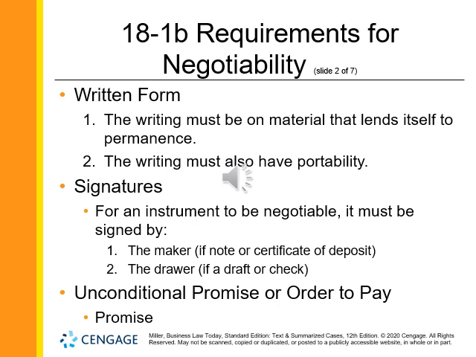A signature can be made by a device, such as a rubber stamp, or by a thumbprint. In addition, it can consist of any name, including a trade name, or a mark, or word, or symbol. There also has to be an unconditional promise or order to pay.